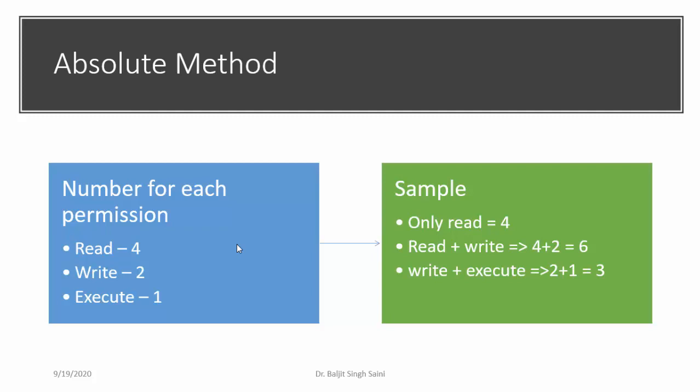Similarly, depending upon what permissions you want for the user, you will come up with one number. For the group you will come up with one number, and for others you will come up with another number. So in total you need to write 3 numbers: the first for the user, the second for the group, and the third for others. Let's do it with an example.